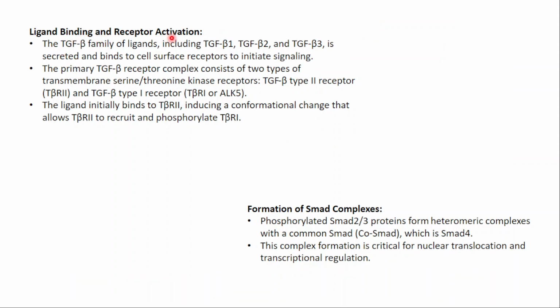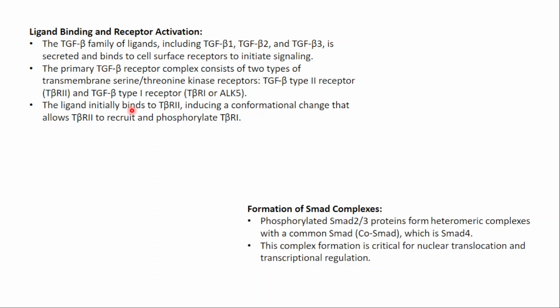So ligand binding and receptor activation, this includes some of the statements that we encountered in the earlier question. The TGF-beta family of ligands include TGF-beta 1, beta 2, beta 3. They are secretory proteins and bind to cell surface receptors to initiate signaling. The primary TGF-beta receptor complex consists of two types of transmembrane serine threonine kinase receptor. So serine threonine kinase means it can get phosphorylated on the serine and threonine residues, which are OH group containing residues. So we can have phosphorylations primarily on three amino acids which have an OH group for creating the phosphoester bond, which are serine, threonine and tyrosine.